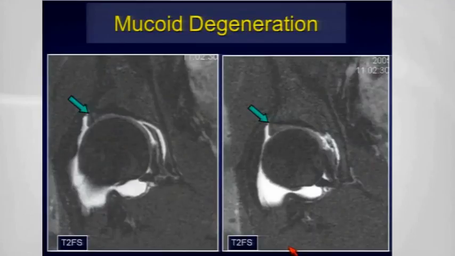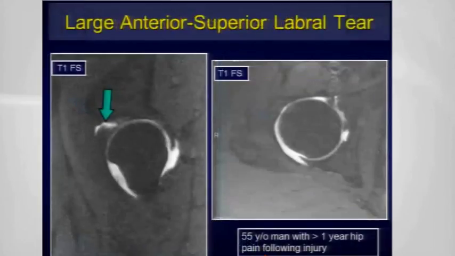Now let's look at some examples. Here we have increased intrasubstance signal. It's not as bright as fluid, slightly thickened, maybe a little rounding here of the tip, representing mucoid degeneration without focal discrete tear.